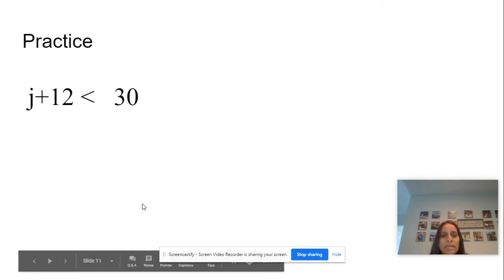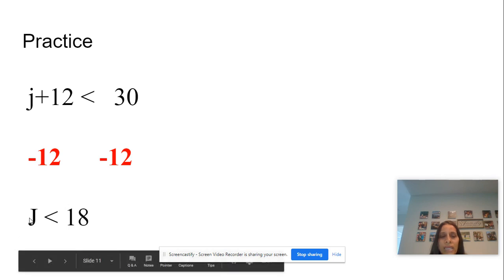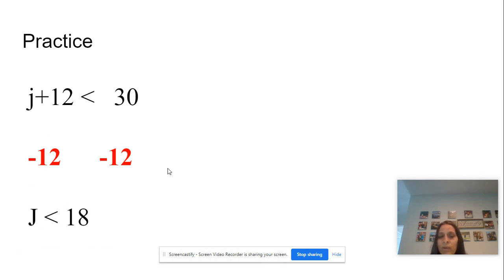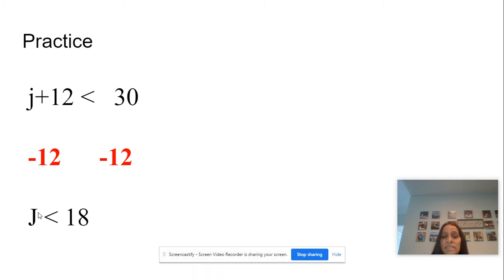The next one says some number plus 12 is less than 30. Here we're going to solve this just like a one-step equation, and we get J is less than 18. Remember, we don't flip the inequality here because we're adding and subtracting. So this says that all the numbers less than 18 will make this whole statement true. My answer could be 17, 16, 15, 14, 13. All of those would be correct answers.